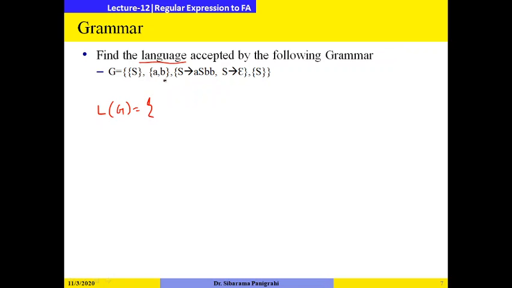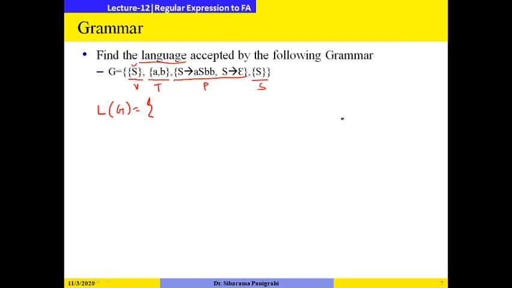Now here you see, these are the variables. How many variables are there? A single variable S is there. There are two terminals, one is a. I have already told you that I will use lowercase letters for terminals and uppercase letters for variables. This is the set of productions P, and this is the start symbol S. So this is nothing but V, T, P, S.